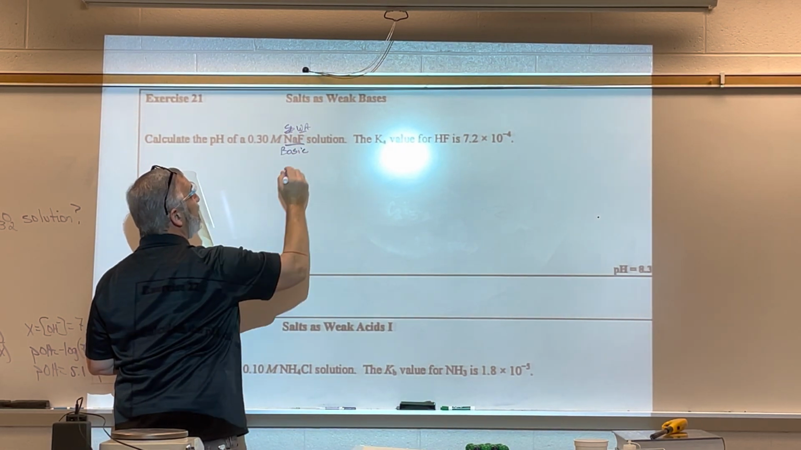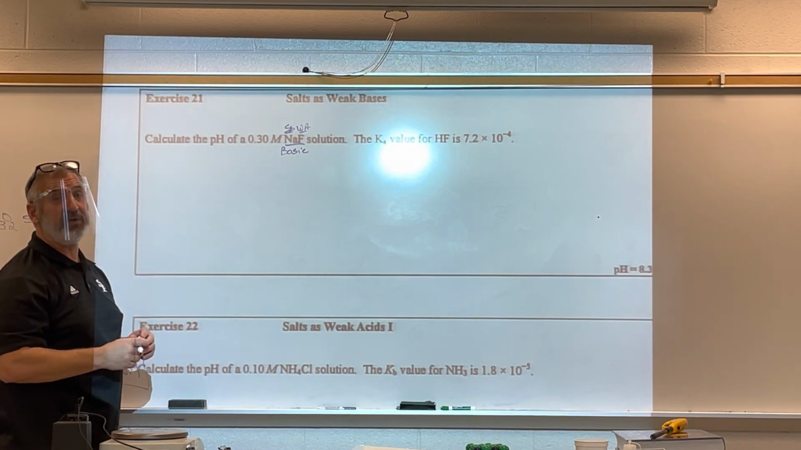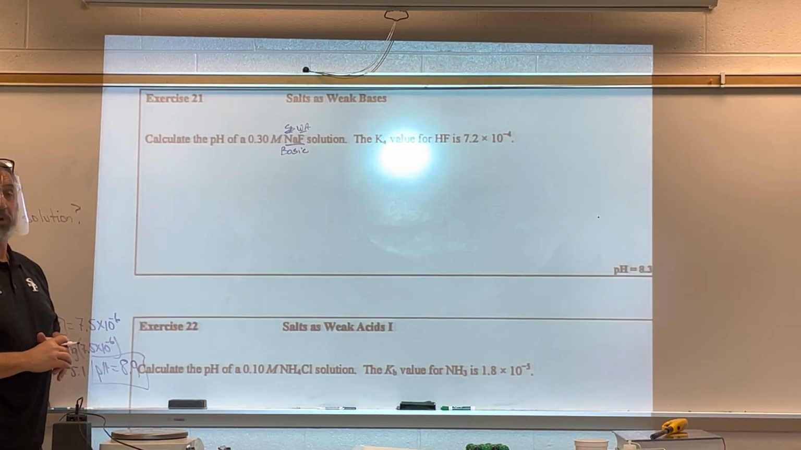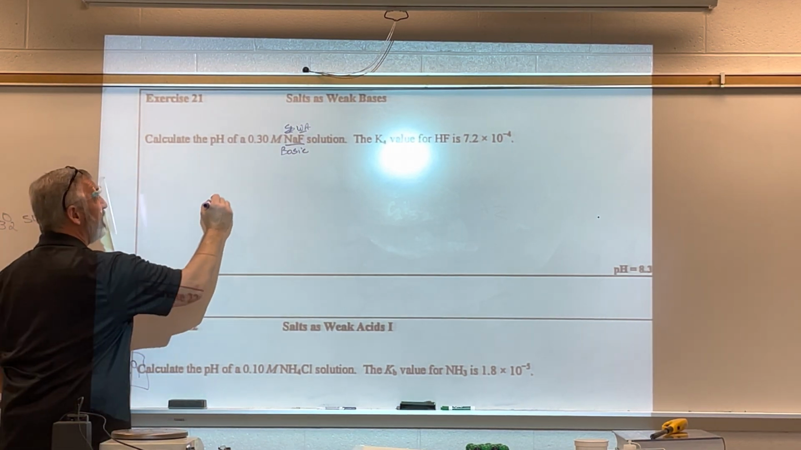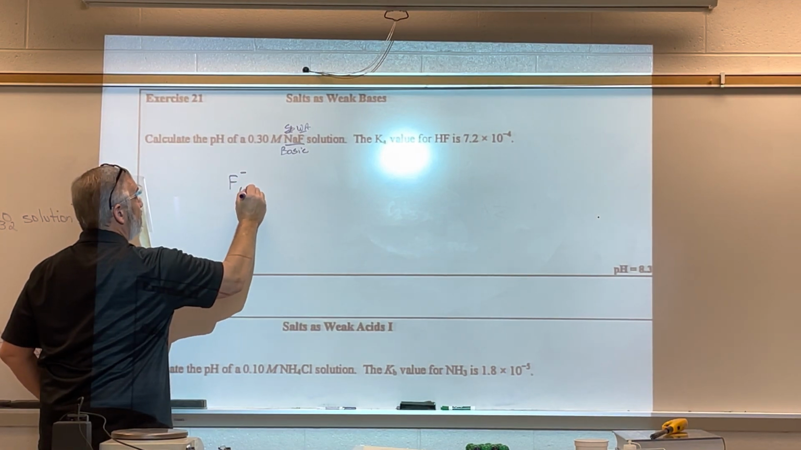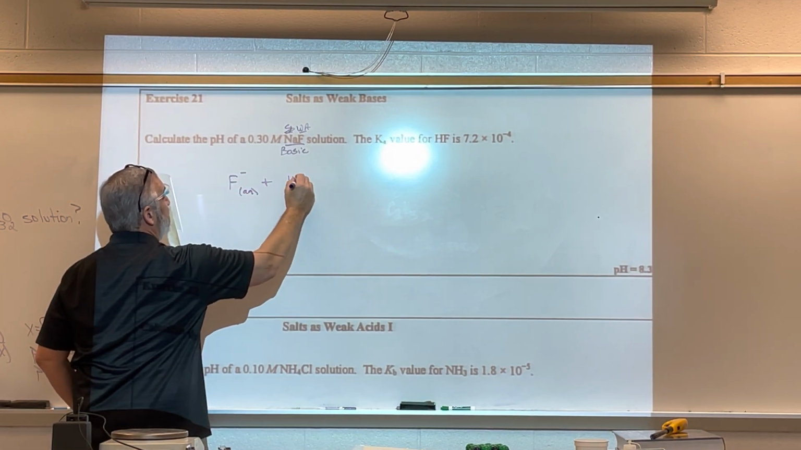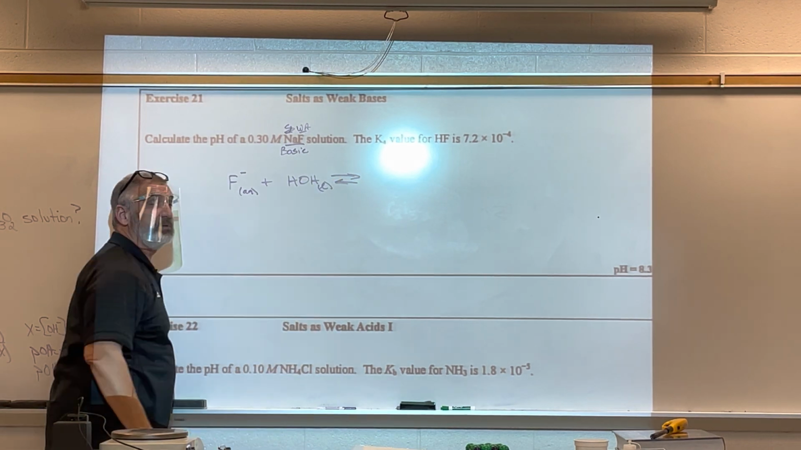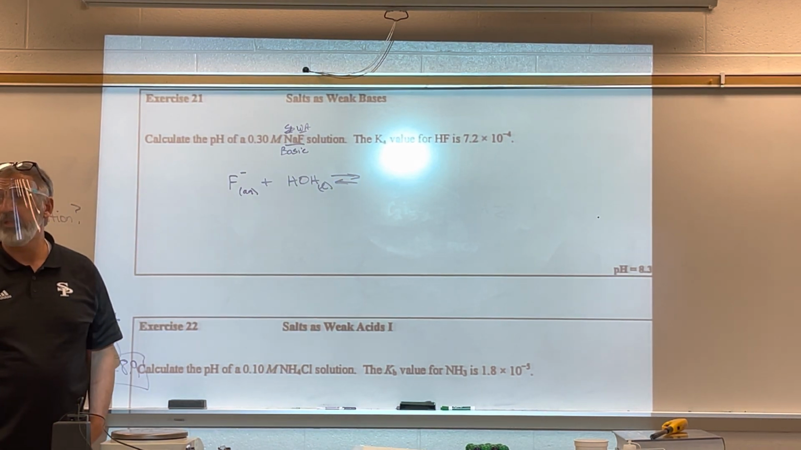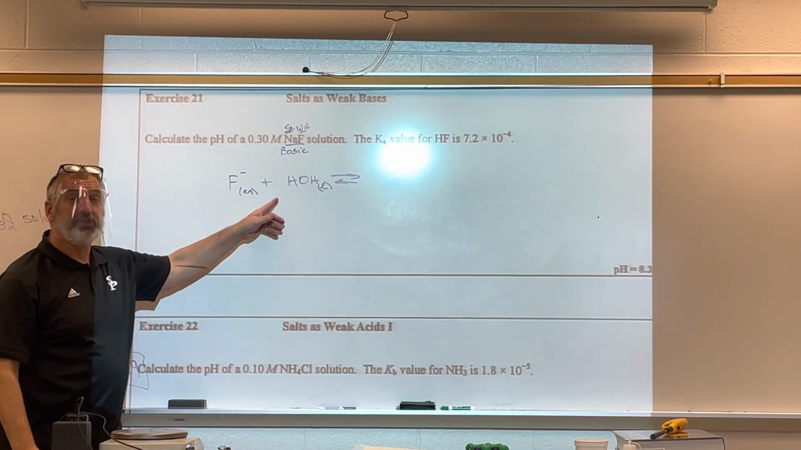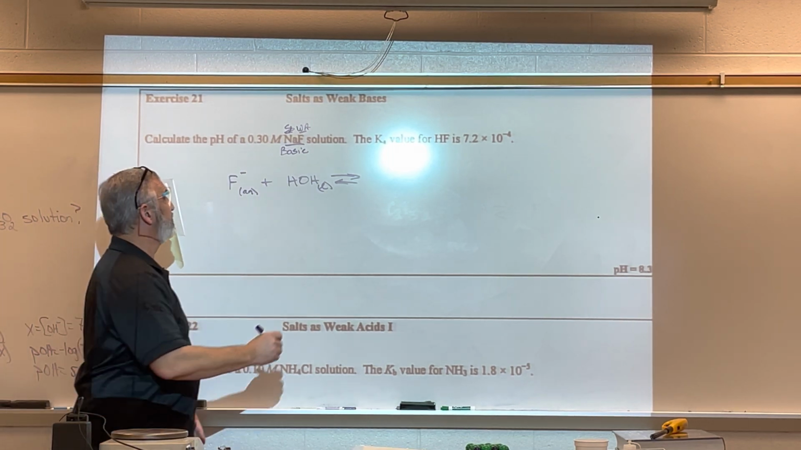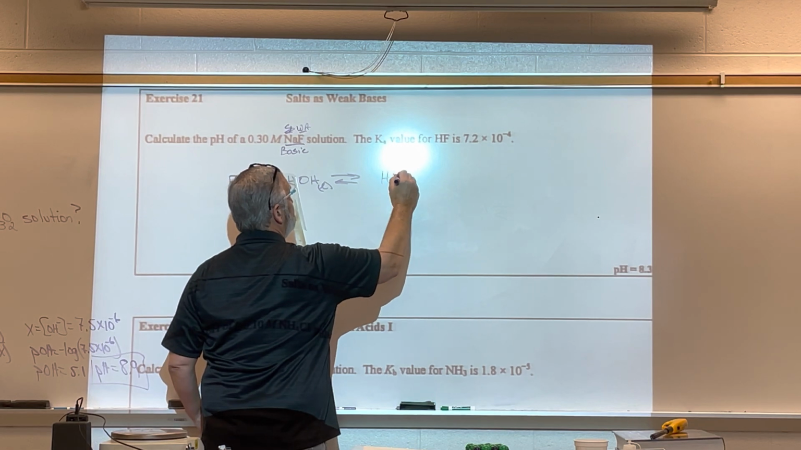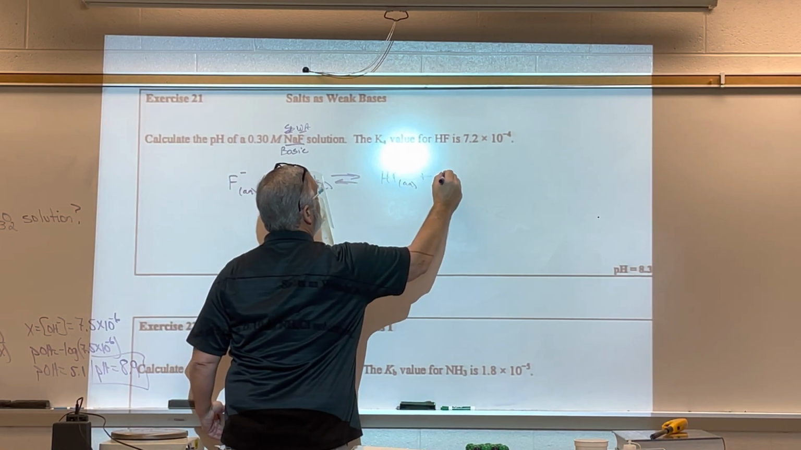Which part of this, the Na plus or the F minus, is going to react with water? F minus. The part that comes from the weak. So it's going to be F minus plus water, HOH. And again, if you're saying it's basic, what's it going to do with the hydrogen? Accept it and produce the hydroxide ion. So it gives HF plus OH minus.